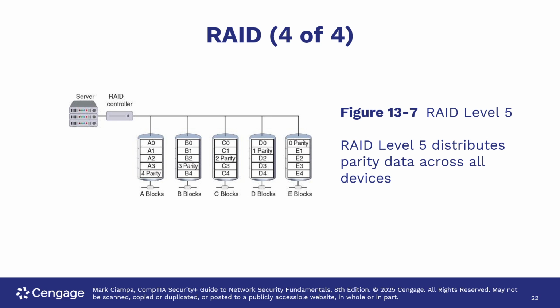RAID level 5 distributes parity of data across all devices. So you can see here, you have your A, B, C, D, and E drives, and you have the parity across all of them.